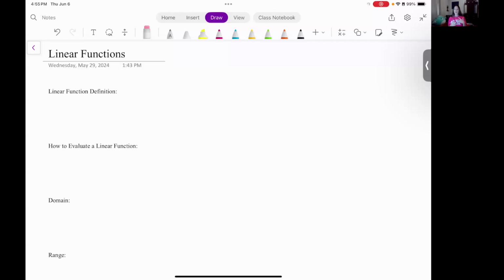And in order to know what a linear function is, we need to know what a function is. In a function, for each input, there is one output. What I mean by that is when I put in one value, I'm going to get out the same value every single time. For example, let's say I make $10 an hour.